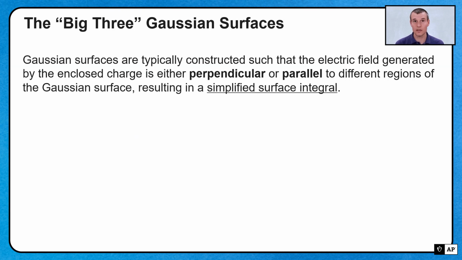I like to call them the big 3 because they're the main ones that we're going to use. The main thing we're looking for is to create a surface that makes it so the E field is perpendicular or parallel, which simplifies our surface integral.